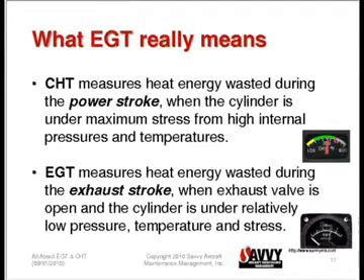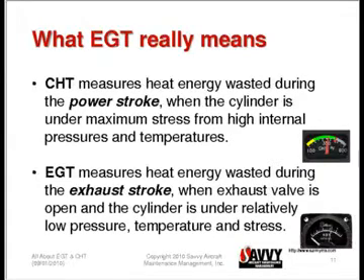And the energy that generates CHT, the energy that heats up the cylinder, is occurring during the power stroke. And that's the time when the cylinder and piston and connecting rod and everything are under the maximum stress, because that's when pressures and temperatures are highest. EGT, on the other hand, measures heat energy that's wasted during the exhaust stroke, because that's the only time that the EGT gauge actually sees anything.